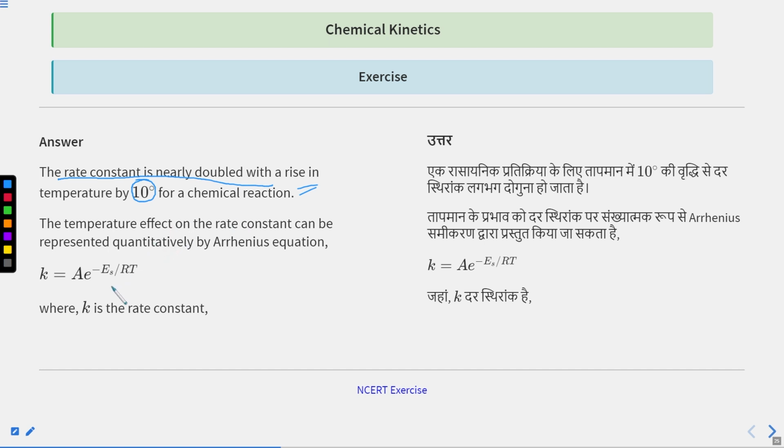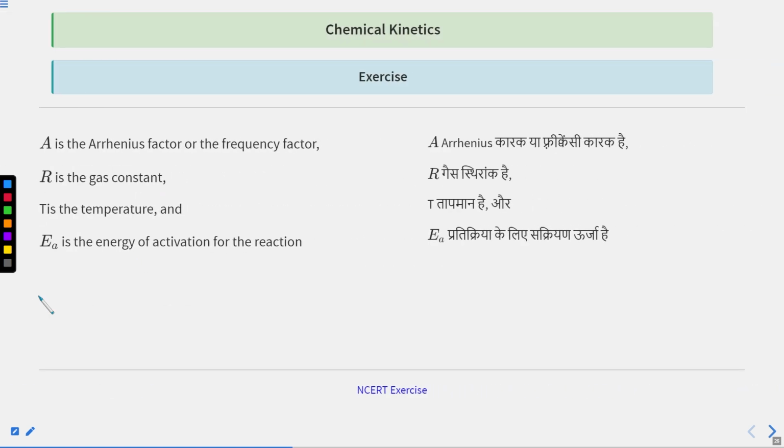And the appropriate relation is given by the Arrhenius equation, k = A e^(-Ea/RT). This is the Arrhenius equation, right? Where A is the pre-exponential factor, Ea is the activation energy, R is the gas constant, T is the temperature in Kelvin, and k is the rate constant. Okay, clear? The same thing is mentioned here.